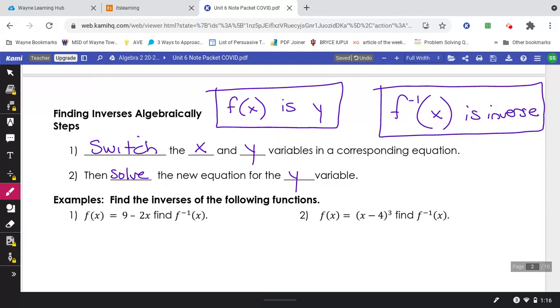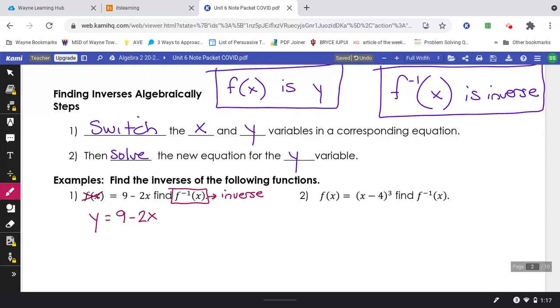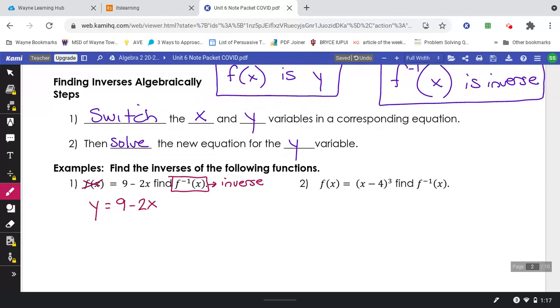Find the inverse of the following functions. So example number 1, f of x equals 9 minus 2x. Find f to the negative 1 of x. So remember, this means inverse. So all this problem is asking us to do is find the inverse. We'll start by taking our f of x and rewriting that as the letter y. We're more comfortable with x's and y's. So we're going to write these all as y equals.